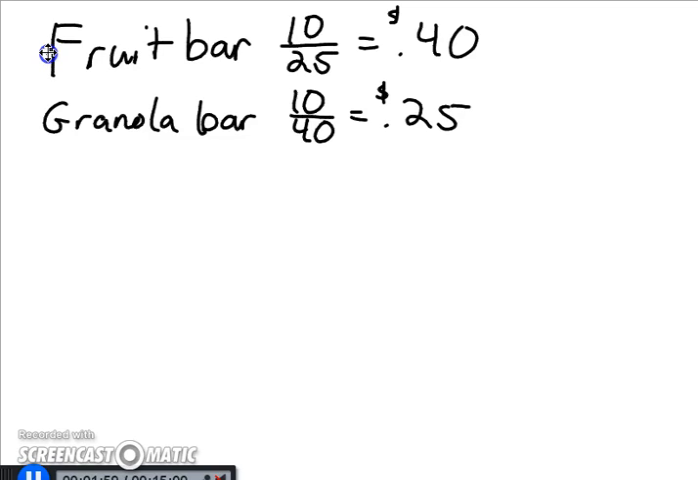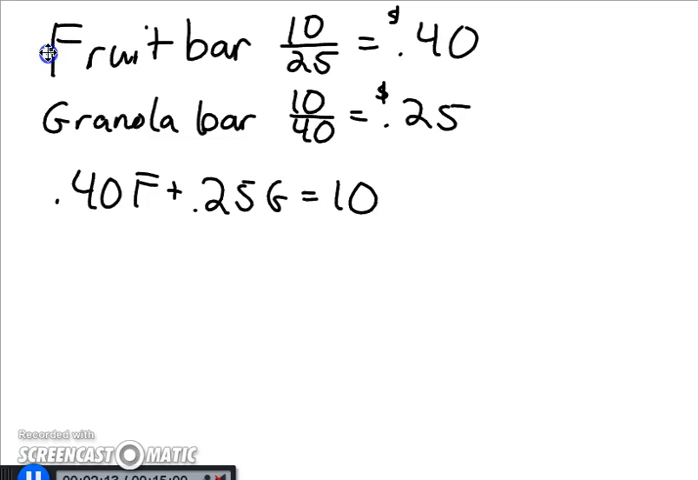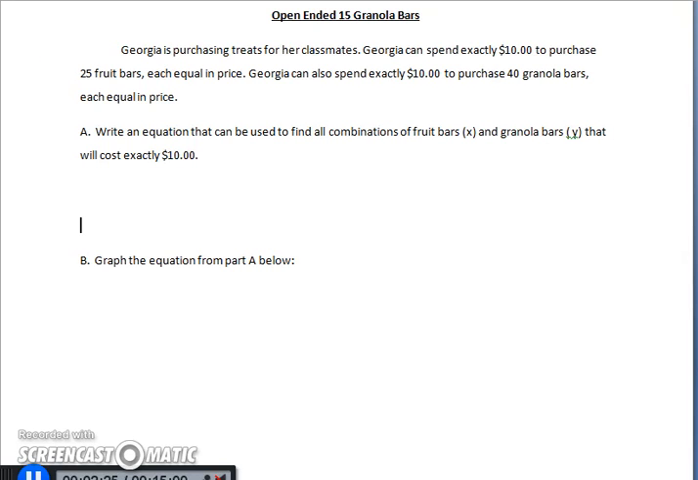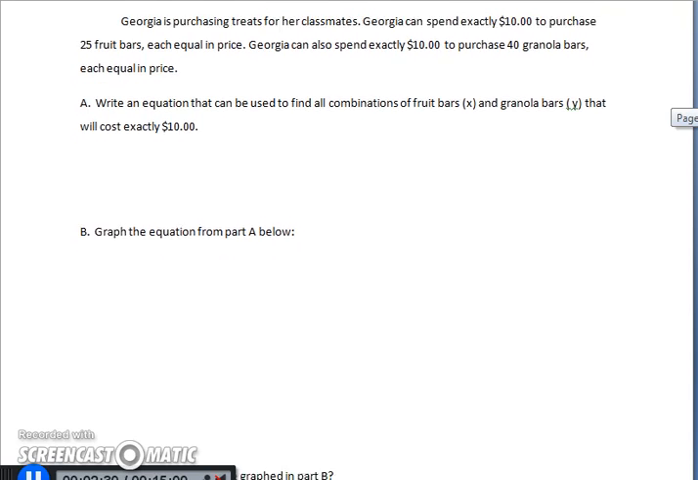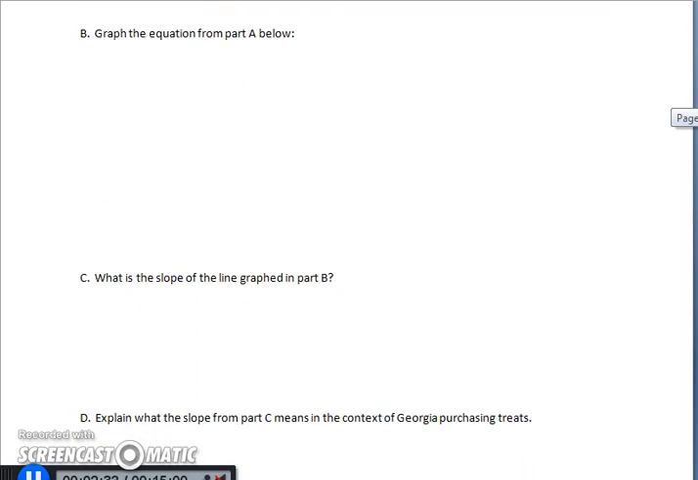The equation that we would like to use then is 0.40 F, 40 cents per fruit bar, plus 0.25 G, 25 cents per granola bar, equals the $10 that she gets to spend. And that is the equation that they are looking for in number 1, Part A. Part B, graph the equation from part A below. So we're going to go back and graph this here.